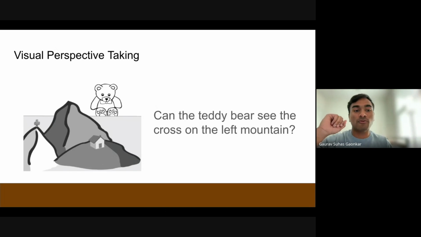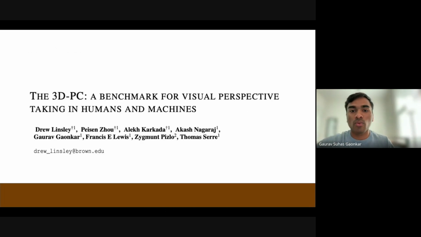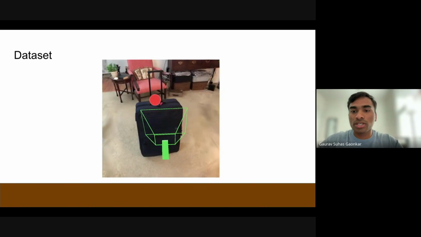This was a study that was published in ICLR 2025, where we conducted this visual perspective taking experiment between humans and machines. We wanted to do an apples to apples comparison. That's why we created our own data set, which looks like this. This is one of the samples from the data set. Here, the green frustum points towards the line of direction, or gives a cue to what direction we need to look into. And the red ball is an object where we ask this question: can this red object be seen from the green frustum's point of view?